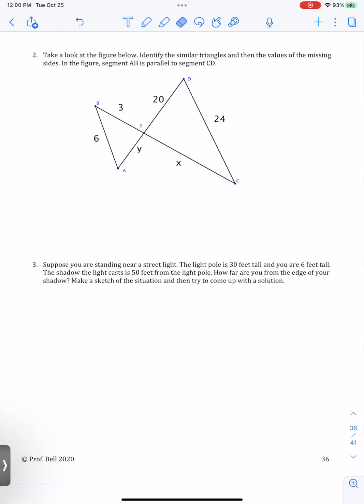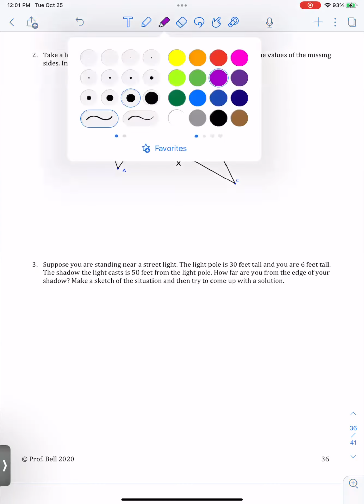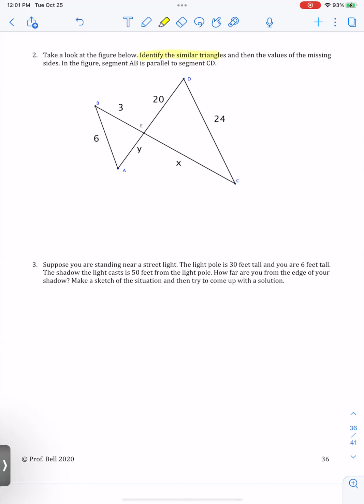Okay, I wanted to continue to work on similar triangles with you guys. So I've moved to page 36 and I want to create this little video for you guys to keep working on similar figures. It says, take a look at the figure below. Identify the similar triangles and then the values of the missing sides. Then it tells me AB is parallel to CD.